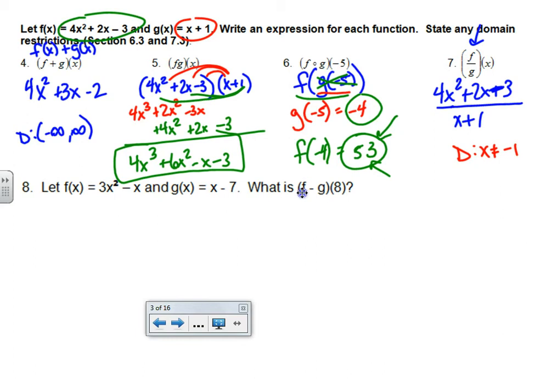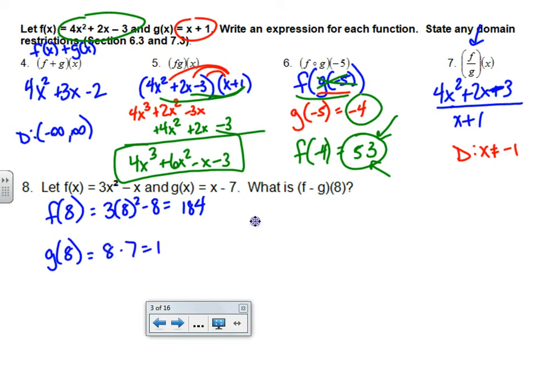Number 8, we want function f minus function g both evaluated at the number 8. So this is not composition, this is just subtraction, but we are evaluating at a number. I find it easier if I do f of 8 and then g of 8, and then I go ahead and subtract them when I'm done. So when I evaluate f of 8, I get 184. And when I evaluate g of 8, I get a 1. And then f minus g gives me 183.